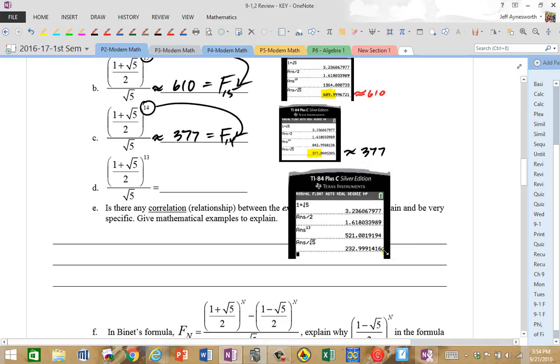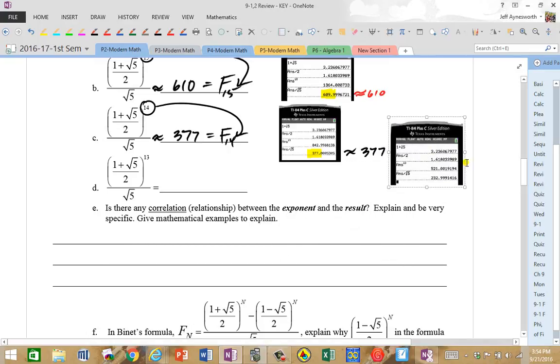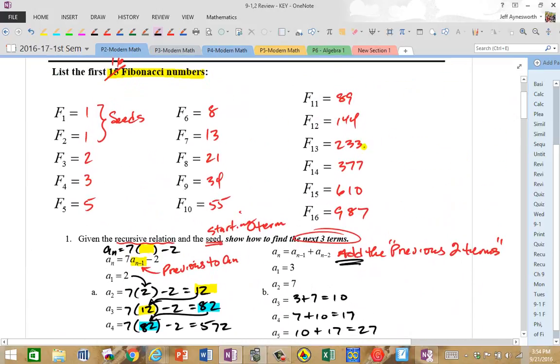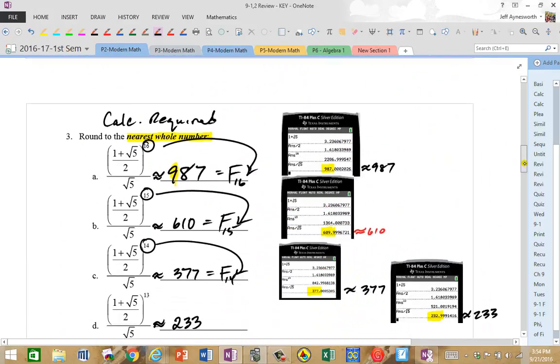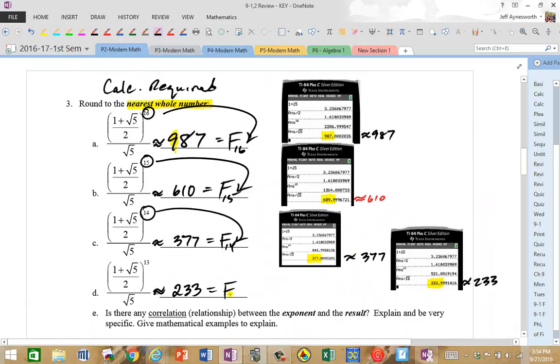Let me just decrease the size a little bit. Let's bring it over here. There we go. So we want to round this number here. 232.999 is 233. So this is approximately equal to 233, which corresponds, look at this, to the 13th Fibonacci number. So this is equal to F13, the 13th Fibonacci number.